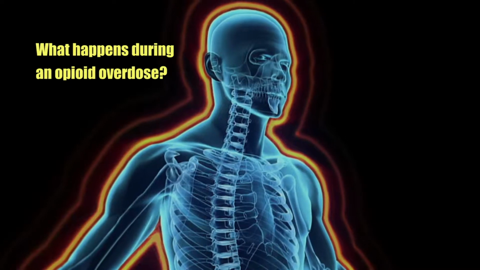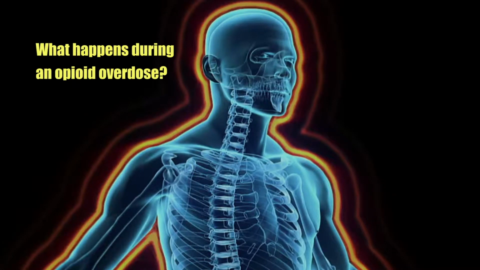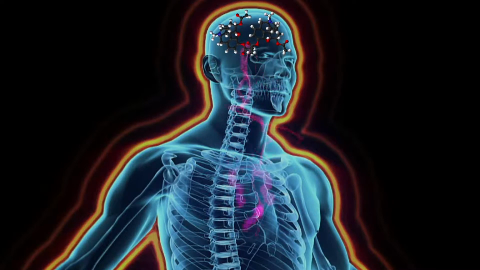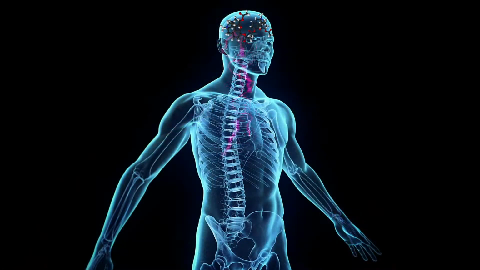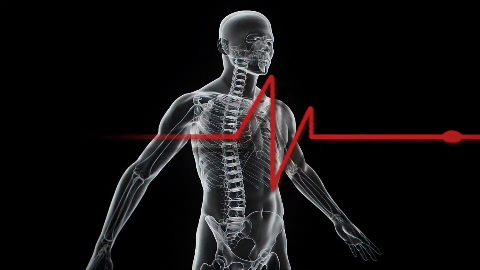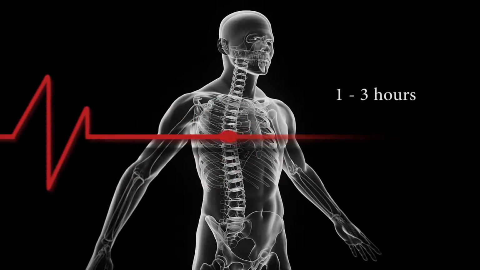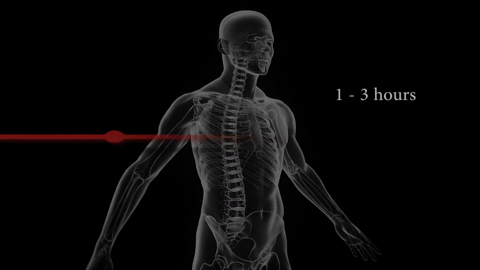What happens when a person overdoses on opioids? The opioids bind to specific receptor sites in the brain and slow down breathing. As breathing diminishes, vital organs like the brain and heart don't get enough oxygen, and eventually the person will die. But this process often takes 1 to 3 hours, which means there's time to intervene.